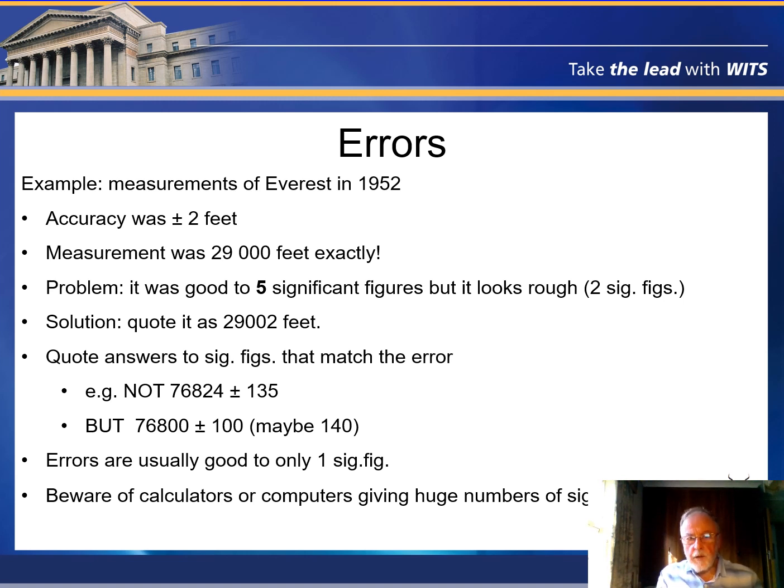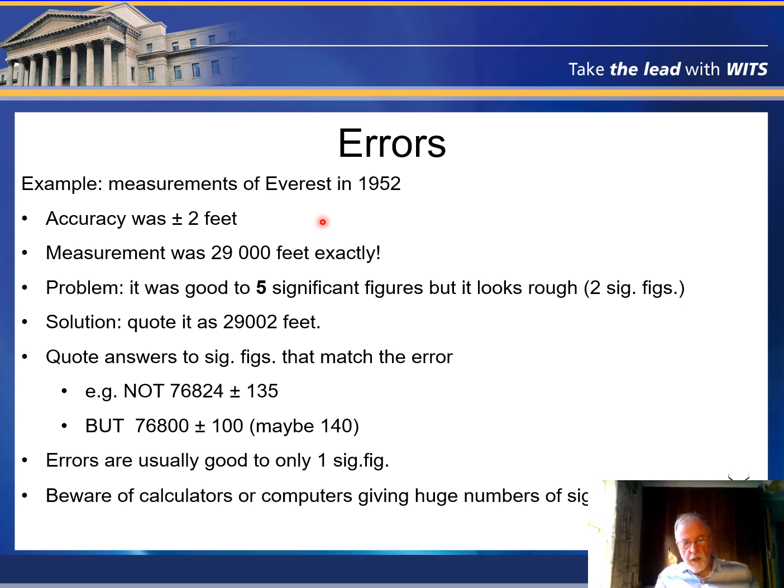Here's another slide showing the importance of significant figures. The Queen that's just died was crowned in 1952, and on the morning of her coronation it was announced that Mount Everest had just been climbed for the first time by a Brit. Actually, he was a New Zealander, but anyway, the Brits were very proud and announced that on the morning of her coronation, and they'd measured the height of Everest very accurately beforehand. They'd measured it to an accuracy of plus or minus 2 feet.